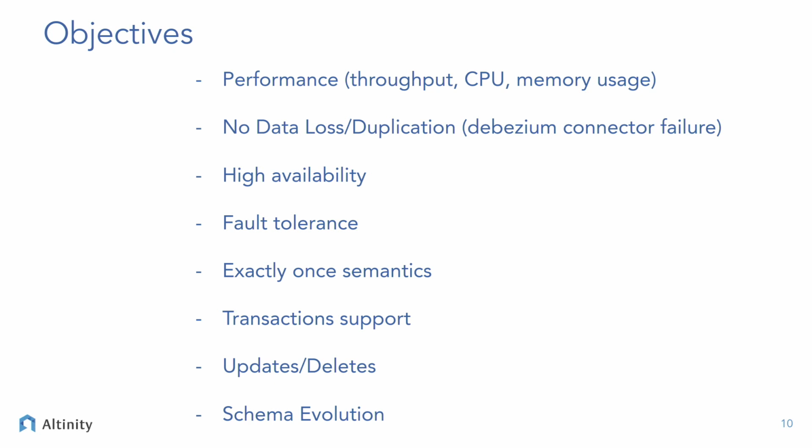Because we have these different components, we have the source connector, which actually uses Debezium. We have Kafka. We have the sink connector, and then we have ClickHouse. All these components can go down. So you need to have high availability, and it has to be fault tolerant. It has to have some sort of way to get back if it fails and comes up.